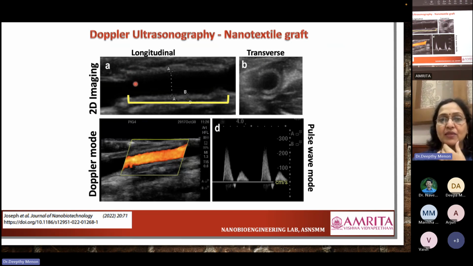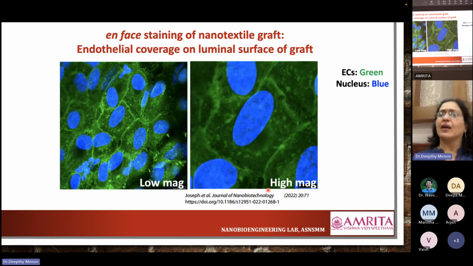This is a transverse image. This is the longitudinal. You can see the textile is here, and from here is the normal vein or the artery. Through this, you can see blood flow is there, and this is a pulse wave. So everything was working perfectly fine.